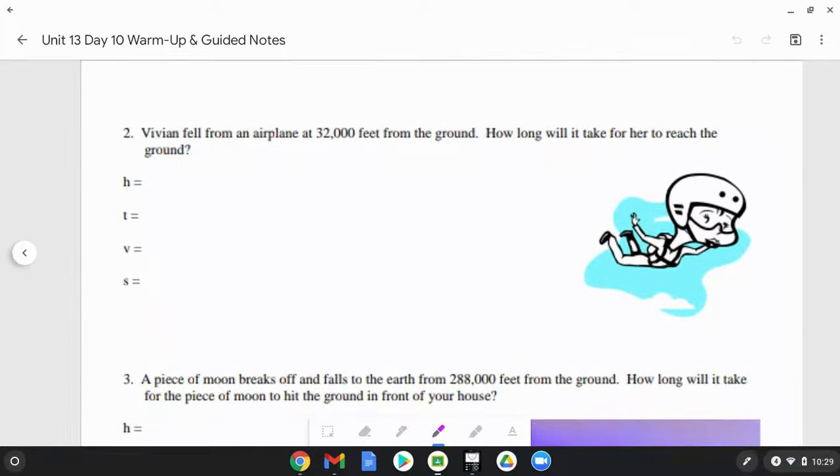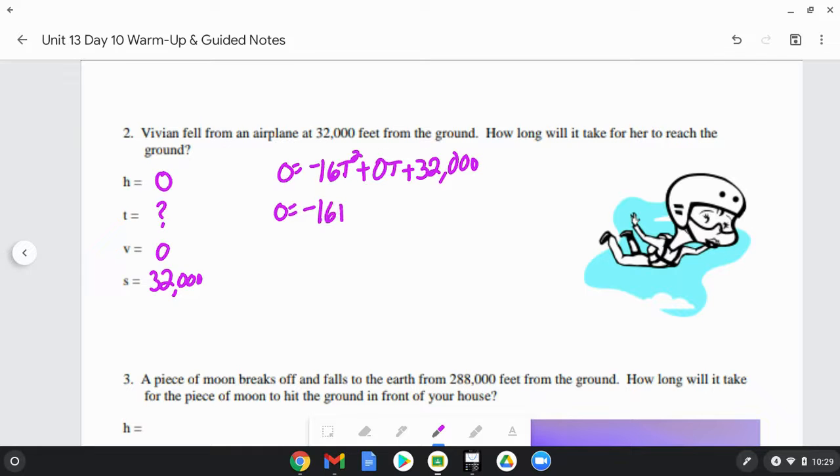2. Vivian fell from an airplane at 32,000 feet from the ground. How long will it take her to reach the ground? Well, hopefully her chute opens, but if it didn't, this is how long, okay? So her ending height is 0. Her time is the question mark. Her velocity is 0 because she wasn't thrown out of the plane. And she started at 32,000 feet. So now this will be 0 equals negative 16t squared plus 0t plus 32,000 feet. It's kind of a morbid problem.